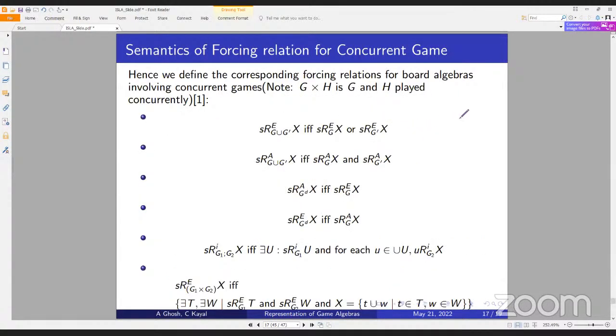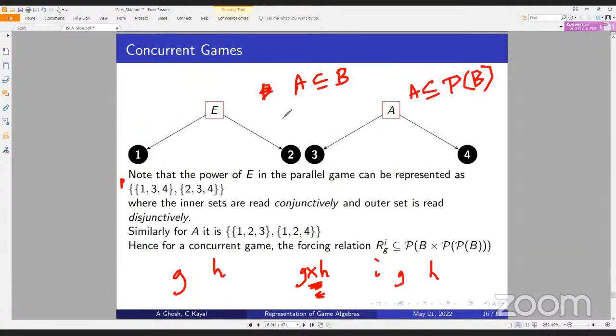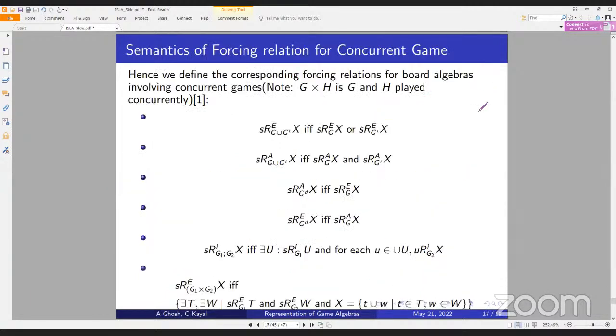There's a paper by Sujata Ghosh and Van Benthem. They have worked on concurrent games. These are the semantics they have given, because the semantics had to be updated a little bit to counter this lifting over the sets, over the power set, using the outcome relations. And this is the semantics given for the parallel or concurrency between games.